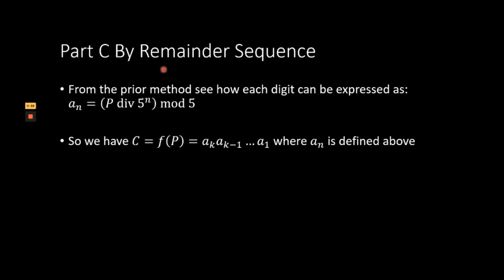Continuing on, we have part C, which is the remainder sequence, where we can see that any a_n is going to be expressible as p divided by 5 to the power of n, mod 5. So that is going to allow us to get the nth digit of our string. We can represent it like this.